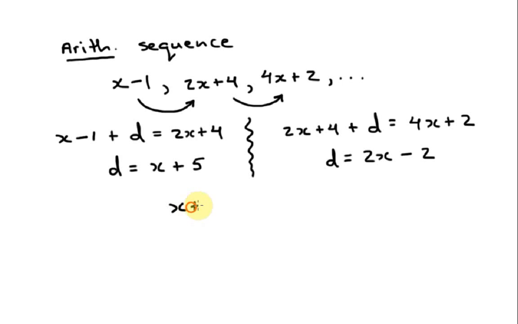Now, if the equation on the right and the equation on the left both equal d, then I can do this. I can say that x plus 5 must equal 2x minus 2. And that becomes a really easy equation to solve. In fact, all I got to do is take an x away from both sides. So there's x, and I'm going to add the 2 over. So x turns out to be 7.